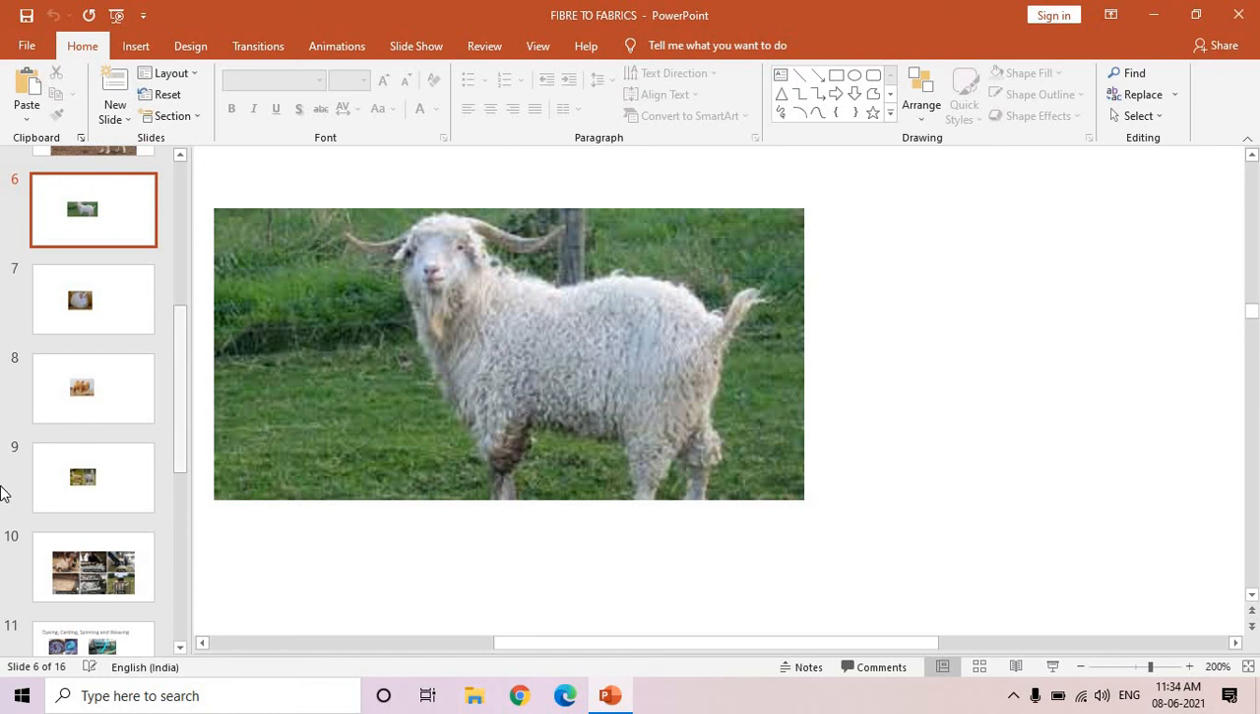And in the coming class, we are going to learn how to collect the wool from the animal's body. What actually the process is, how it is collected from different animals' bodies, how it can be made into yarn, and further how it can be woven or knitted. You are going to learn all these processes in the coming class, children.